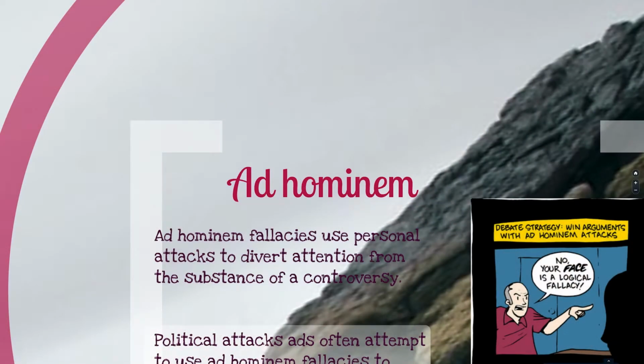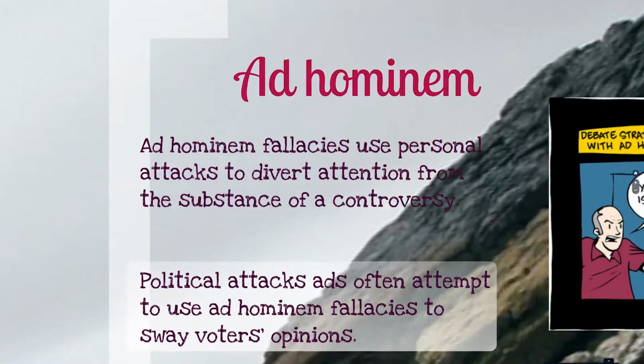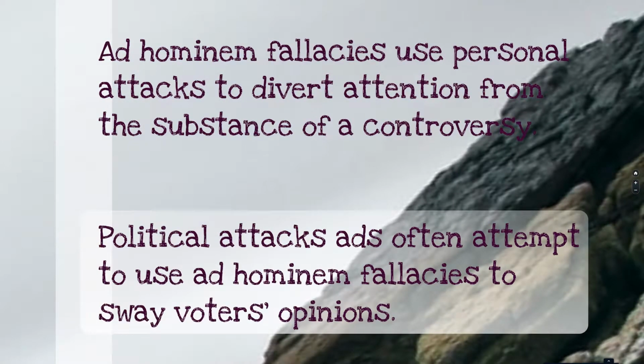Next fallacy you've got is the ad hominem. Now this one's used in common language. It literally translates as against the person, or, Latin was a gendered language, against the man. The ad hominem fallacy uses personal attacks in order to divert attention away from the substance of a controversy. So anytime you have an advocate arguing that it's the source of the person that is the problem, not the argument itself, you've got an ad hominem attack.